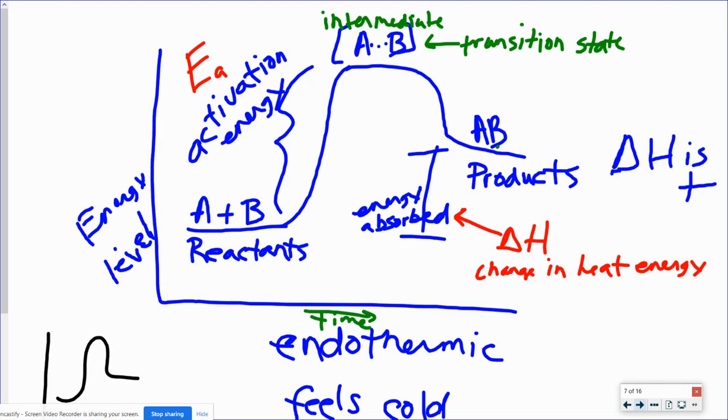So this is my drawing that I drew before. The energy level, the reactants started here. They had to make it over the activation energy, and they ended up higher in energy than when they started. So the difference is how much energy was absorbed. And it would feel cold if we were doing this in a beaker and we were feeling the beaker, it would feel cold to us. So the key is that delta H is positive because the products ended up higher than where they started as reactants. That amount of energy was absorbed.